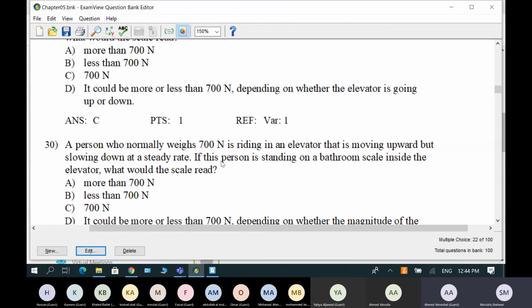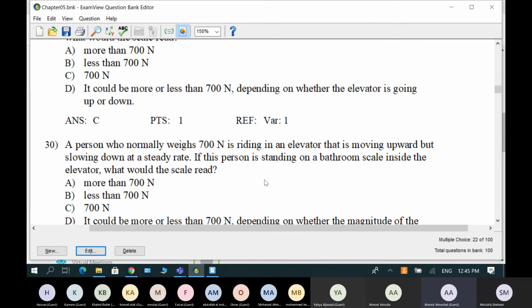So if the acceleration is down, and the person is standing on the bathroom scale, what would happen to the weight? Will it be more than, less than, or equal to 700? It depends on the direction of acceleration. Acceleration here is downward. It will be more than 700. More than 700, are you sure?